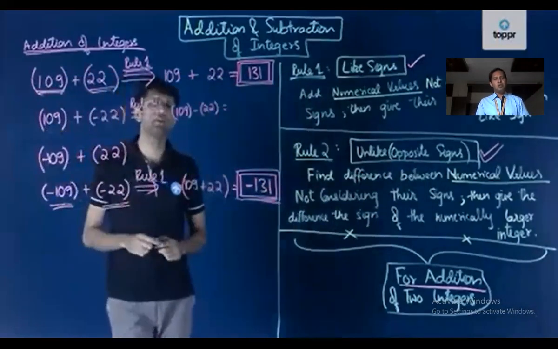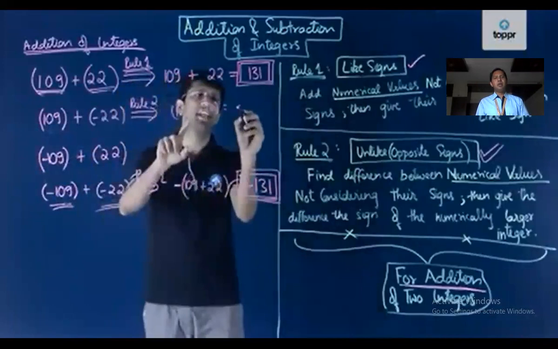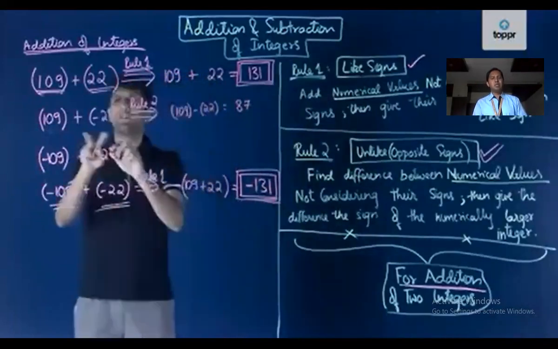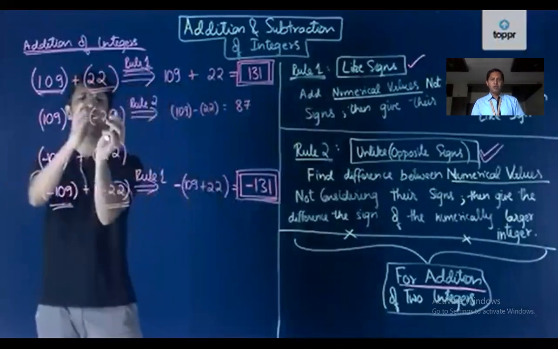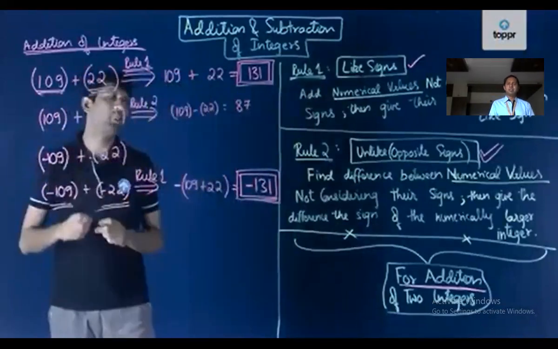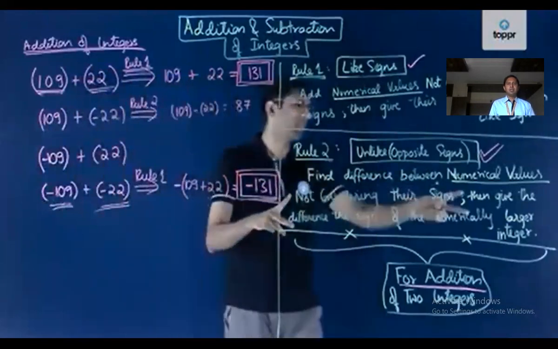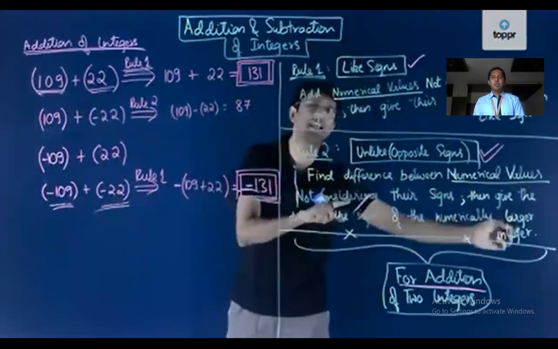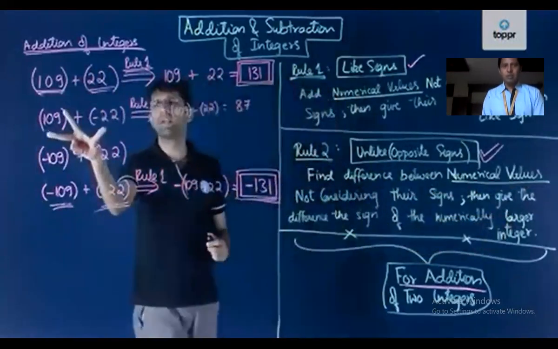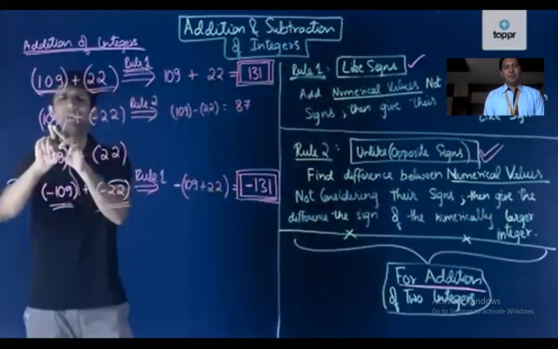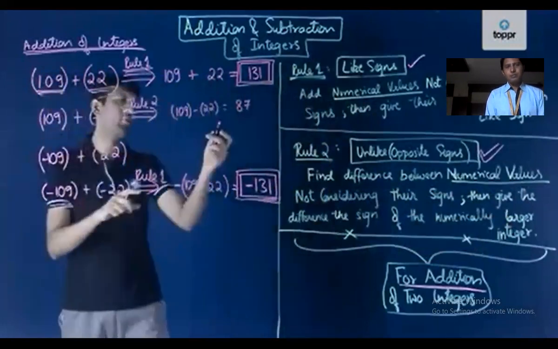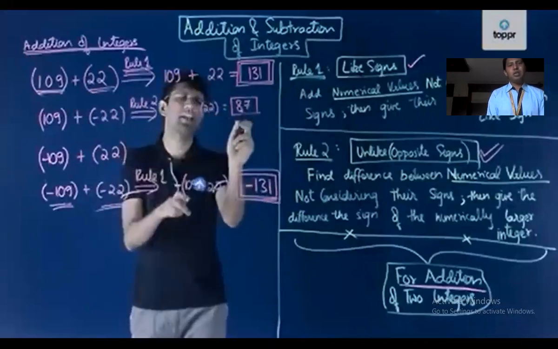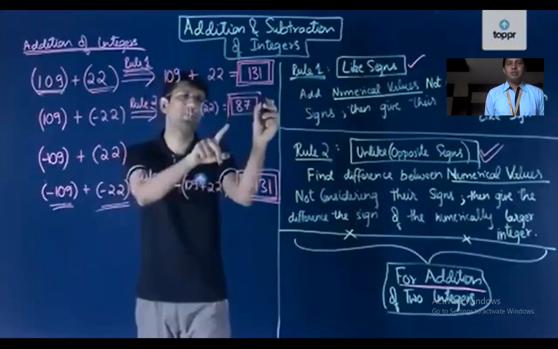109 minus 22. The subtraction will become 87, and we need to keep the sign of the larger integer. Which one is larger over here? Obviously, 22 is smaller, 109 is larger. So the larger integer is positive. In this case, we need to give the positive sign to the answer. So the answer will be plus 87. And this will be the final answer, as we don't usually put the positive sign in the answer.